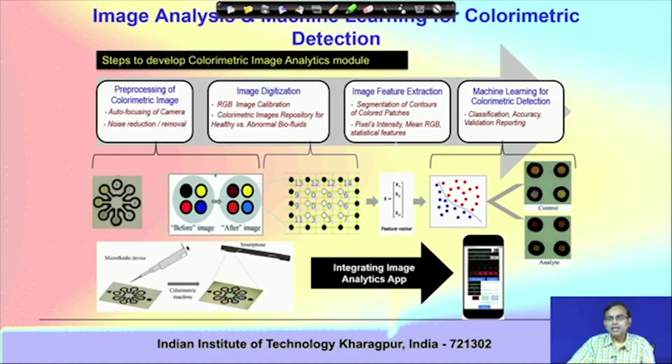So, the other aspect of this research is image analysis for colorimetric detection. So, there is pre-processing of the colorimetric image, image digitization, image feature extraction, and also one can integrate machine learning for colorimetric detection, so that the results from these microfluidic tests may eventually be used as a tool for decision making. By transferring this information to a large cloud, it is possible that one can use machine learning technologies to make further analysis of these results.